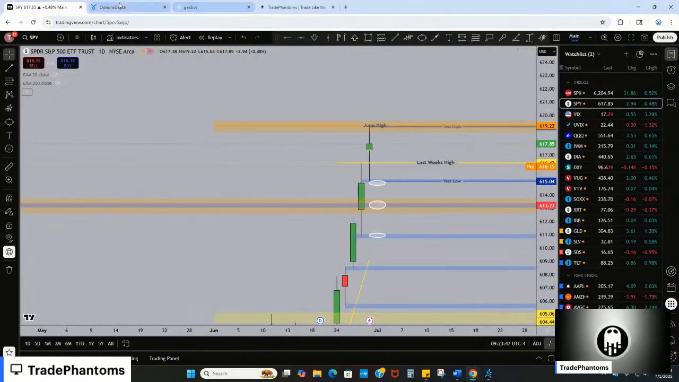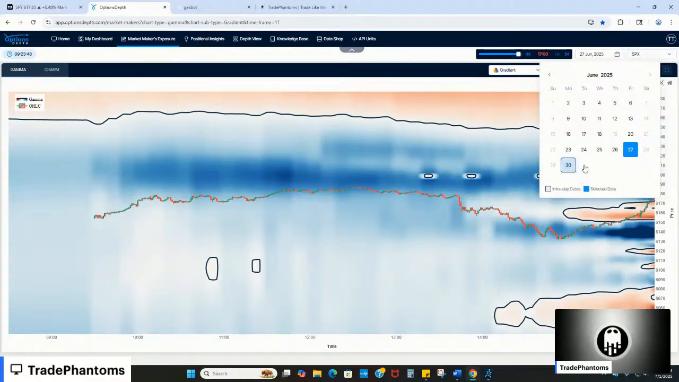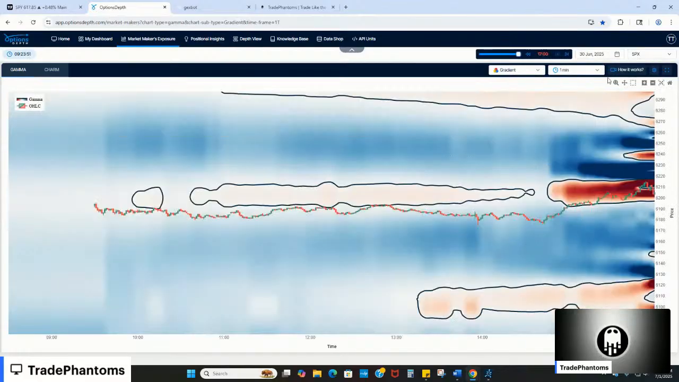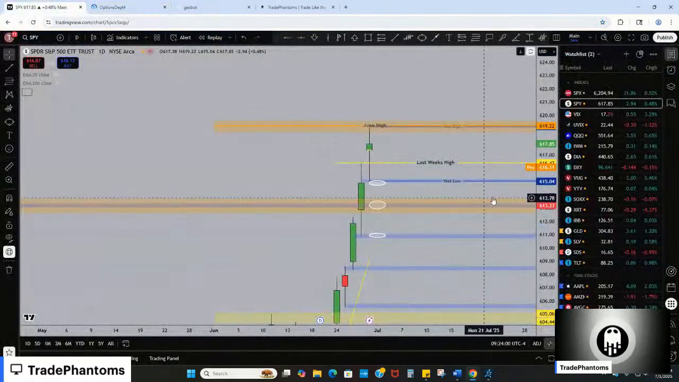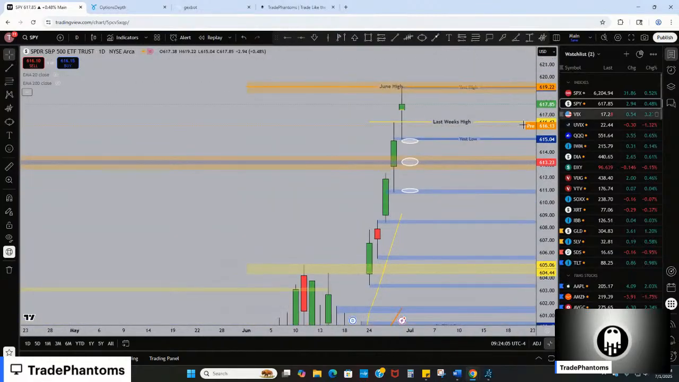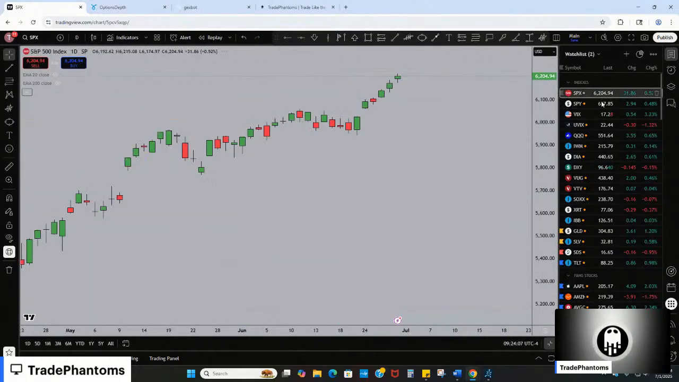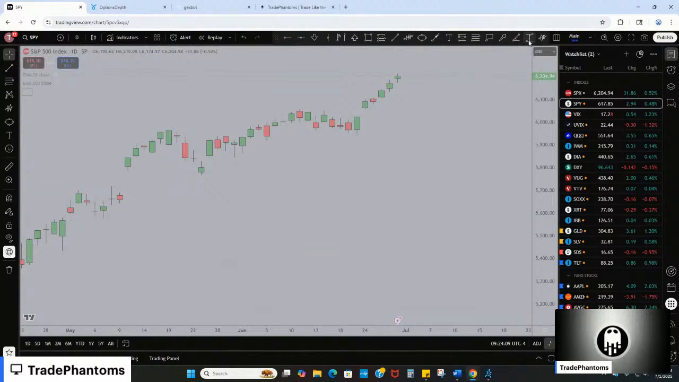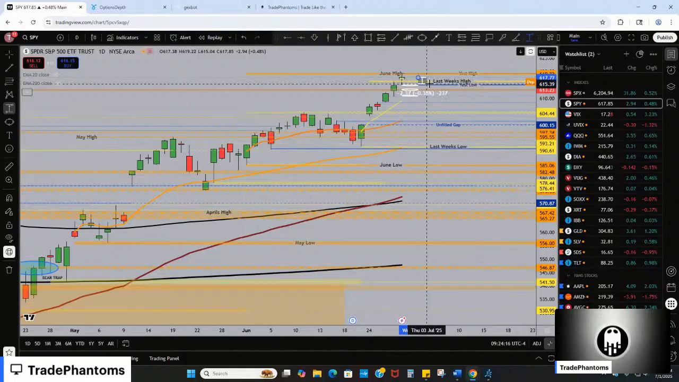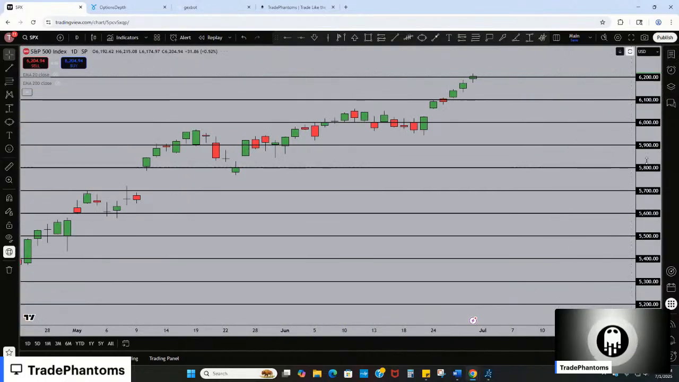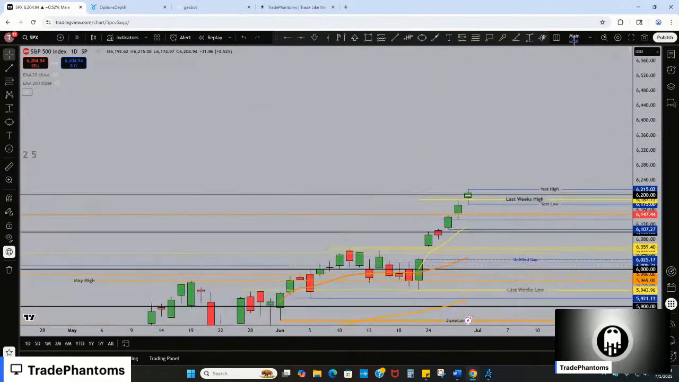I don't know. See off the open if this thing can get back up. Usually I get the SPX implied open.